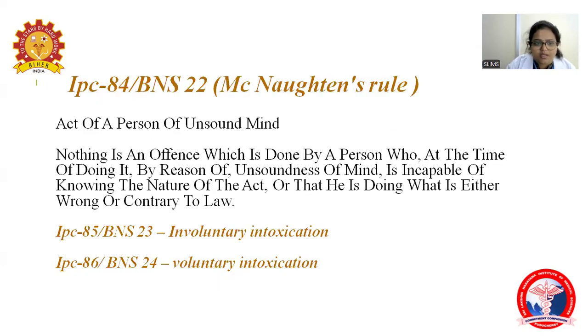So these are some IPC sections for punishment. The first will be BNS 22 or IPC section 84, which is called McNaughton's rule, act of a person of unsound mind. It states that nothing is an offense which is done by a person who, at the time of doing it, by reason of unsoundness of mind, is incapable of knowing the nature of the act, or that he is doing what is either wrong or contrary to the law.